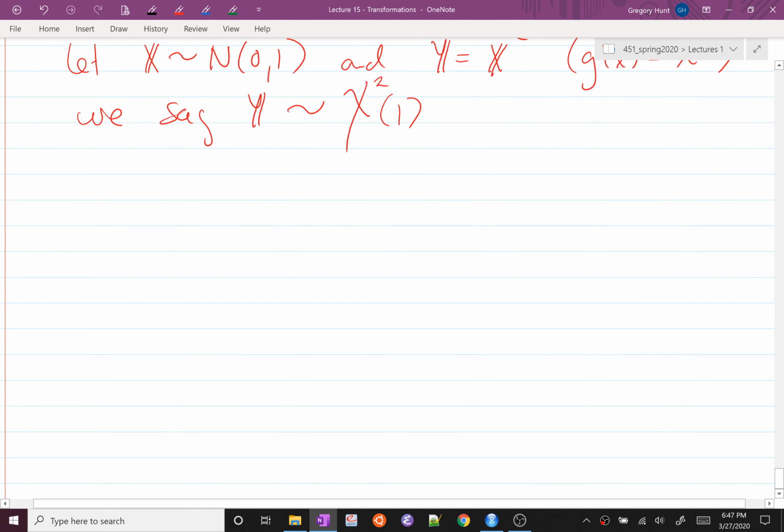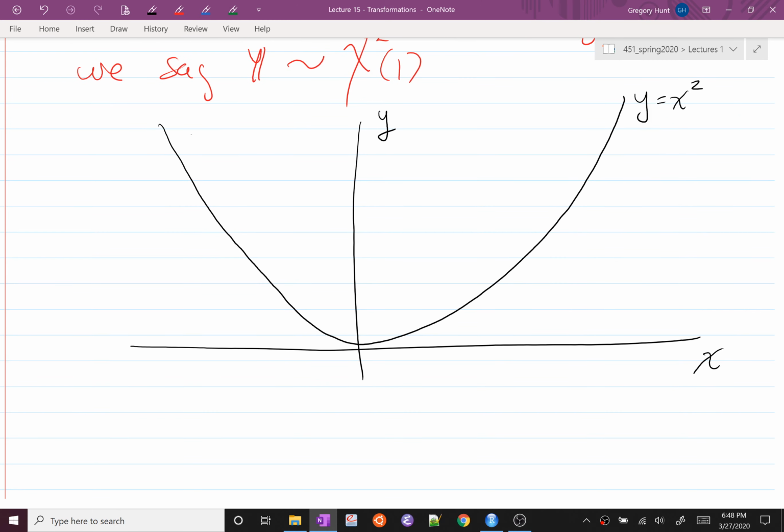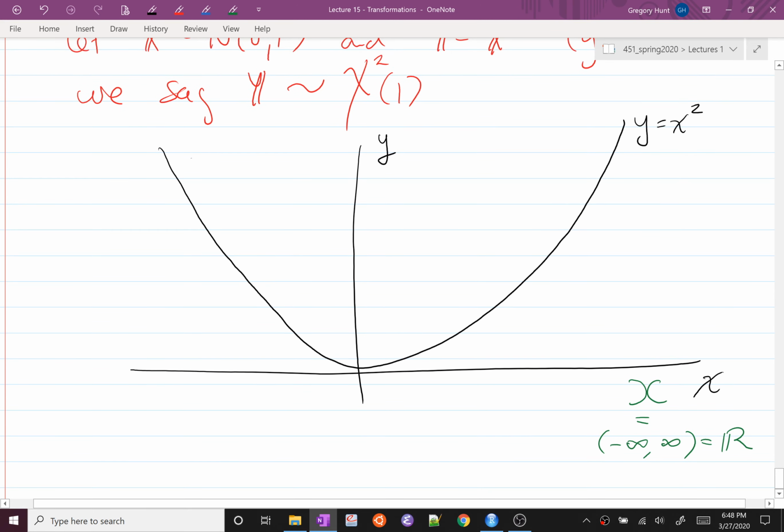So let's draw a little picture of what the transformation looks like, right? So here is x, here is y, here's our transformation. y is x squared. Now this thing is not monotone, right? The support of x is negative infinity to infinity. It's the whole real line. Normal random variables have an infinite support of the whole real line. And so if I look at the square of that, x squared is not a monotone function on that support. But it is monotone if we break it here.